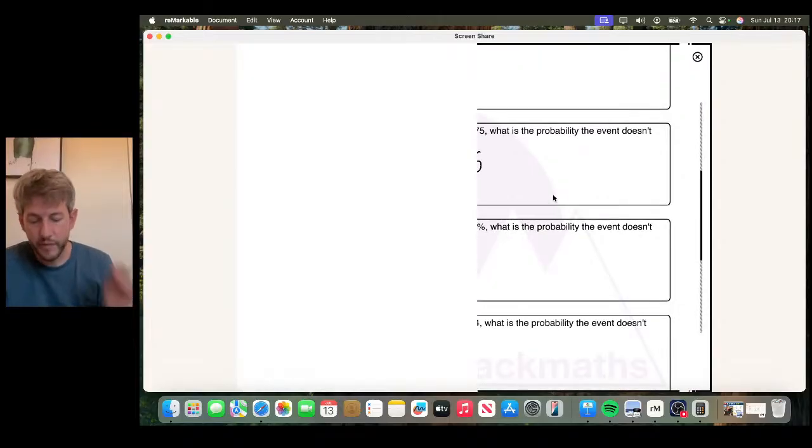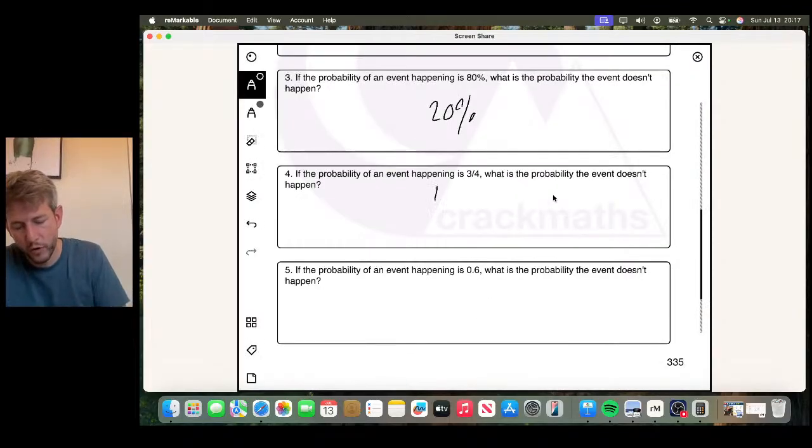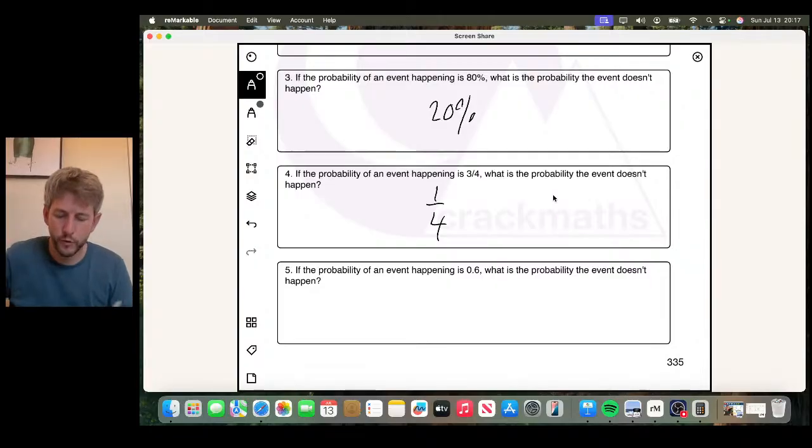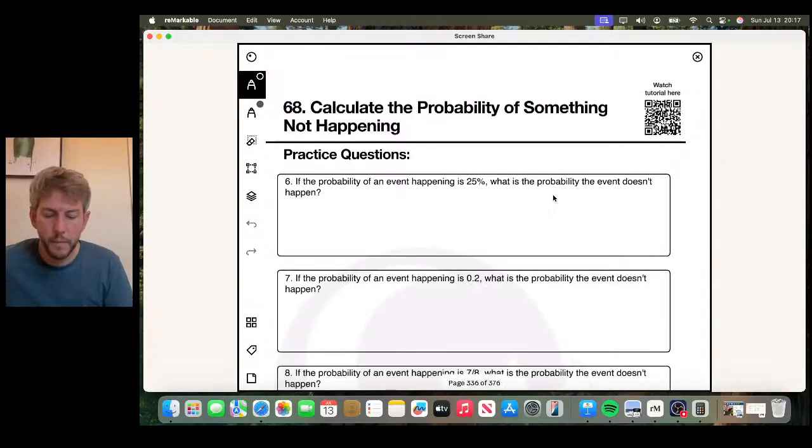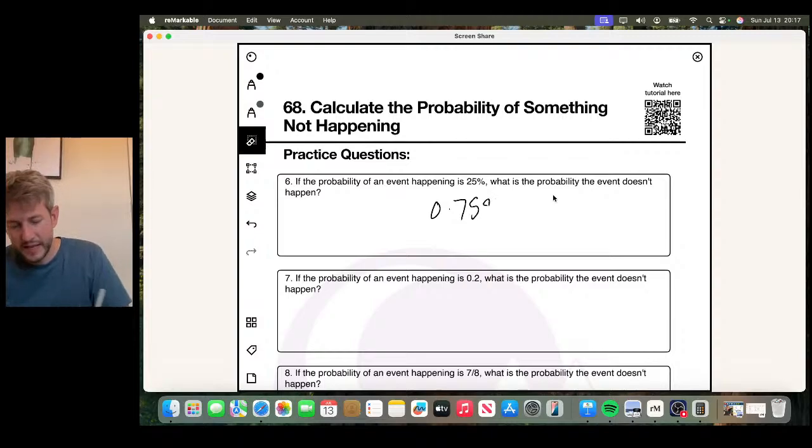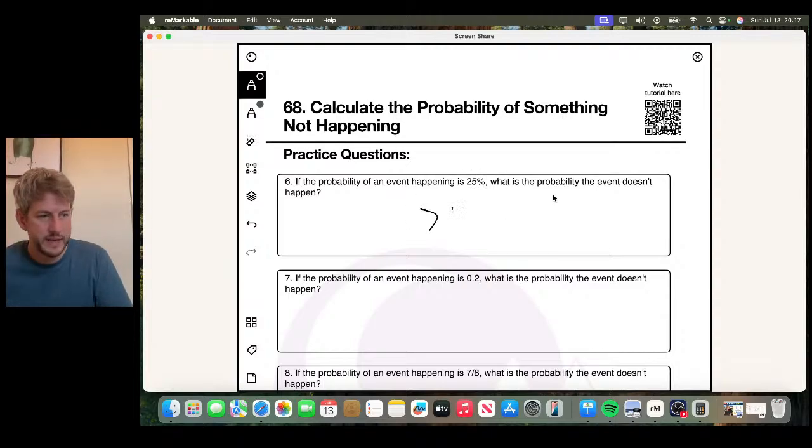20%. The probability of an event happening is 3 over 4. The probability it doesn't happen is 1 over 4. If the probability of an event happening is 0.6, what is the probability it doesn't happen? That's 0.4. If the probability of an event happening is 25%, what is the probability it doesn't happen? So that's 0.75. No, well, it's 75. Let's keep with what they've got. So let's say 75%. Okay.